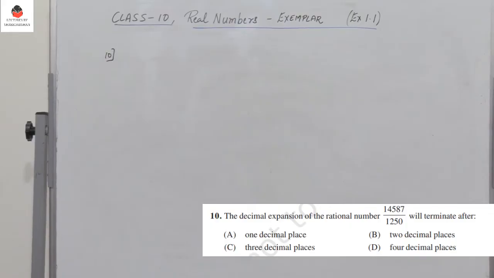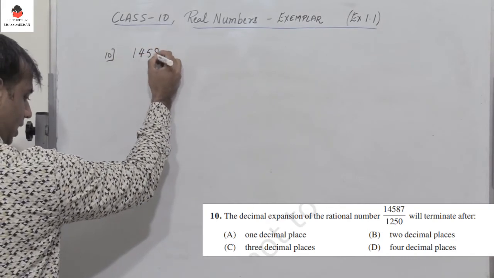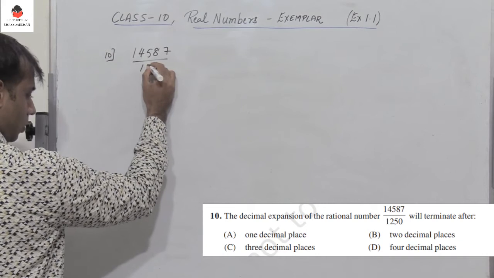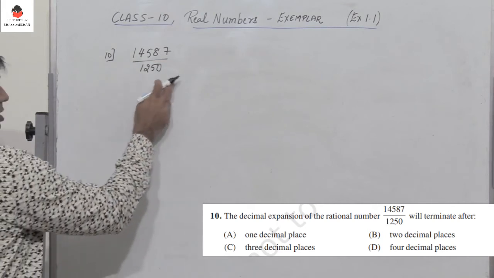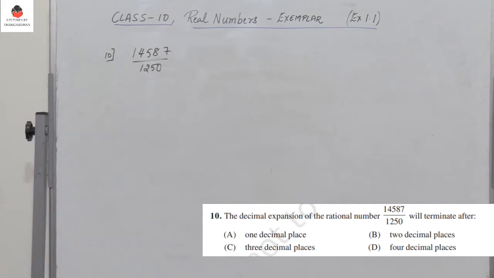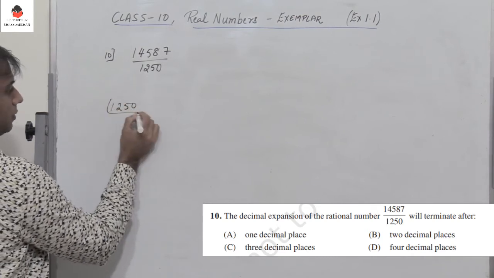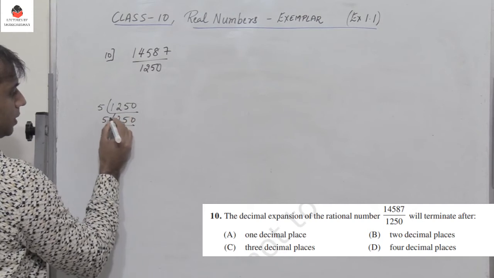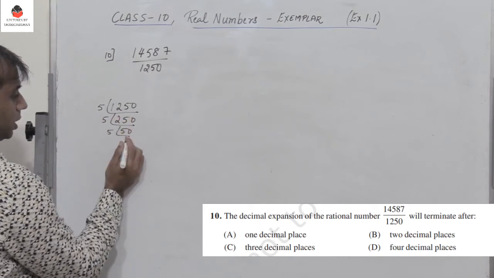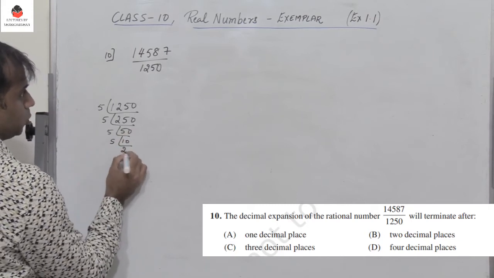Problem 10. The decimal expansion of the rational number 14587 divided by 1250 will terminate after how many decimal places? Now let me express this as a product of prime numbers. So I have 1250. If I divide it by 5, I get 250. Again by 5, I get 50. By 5, I get 10. And then again by 5, I get 2.